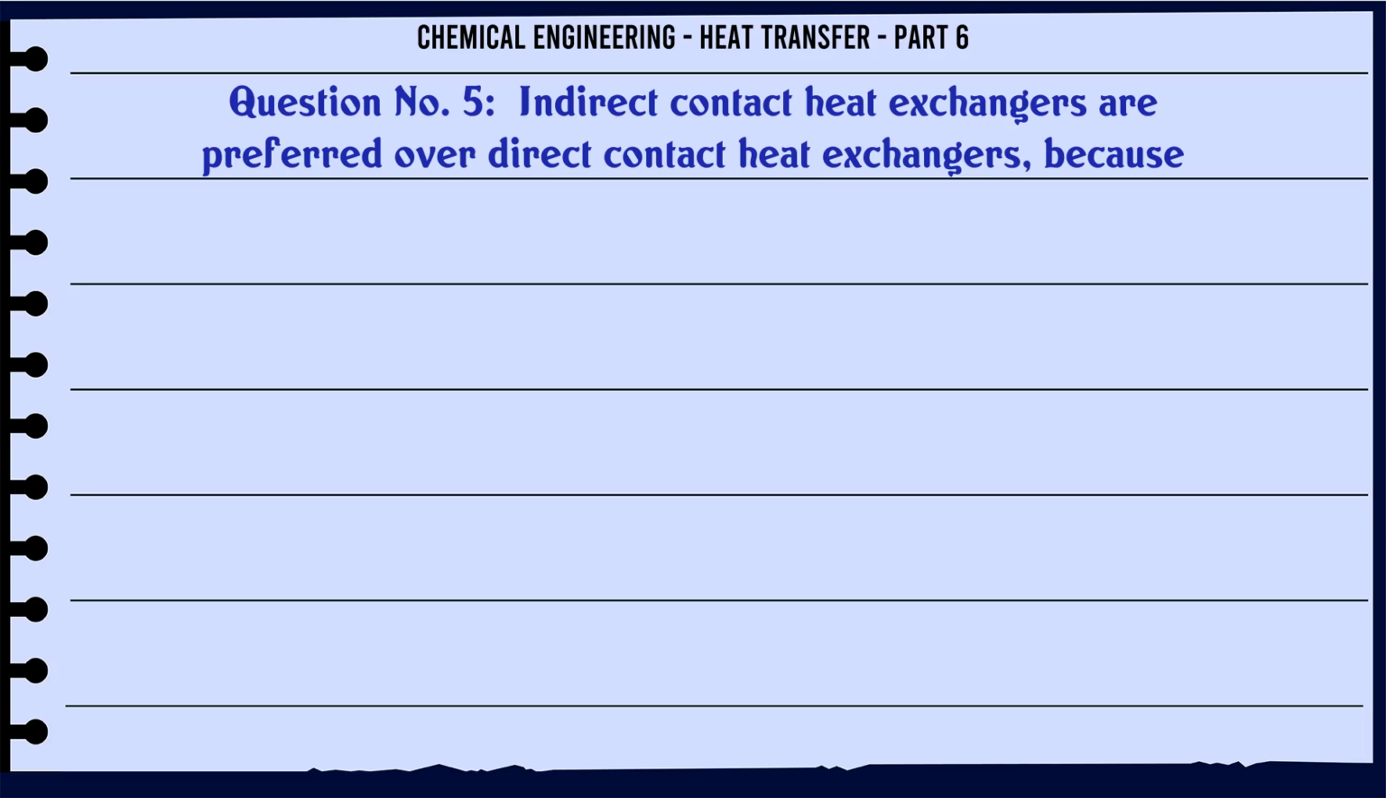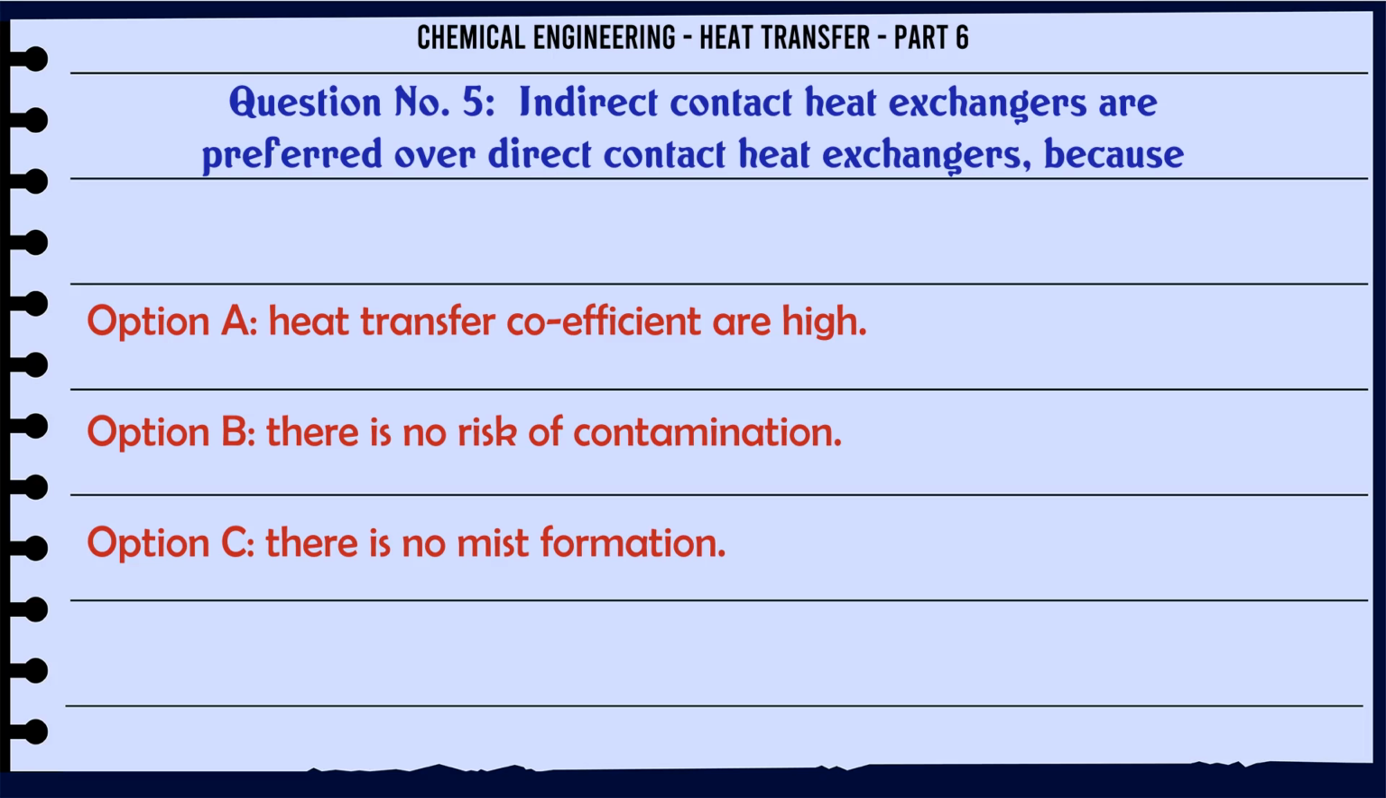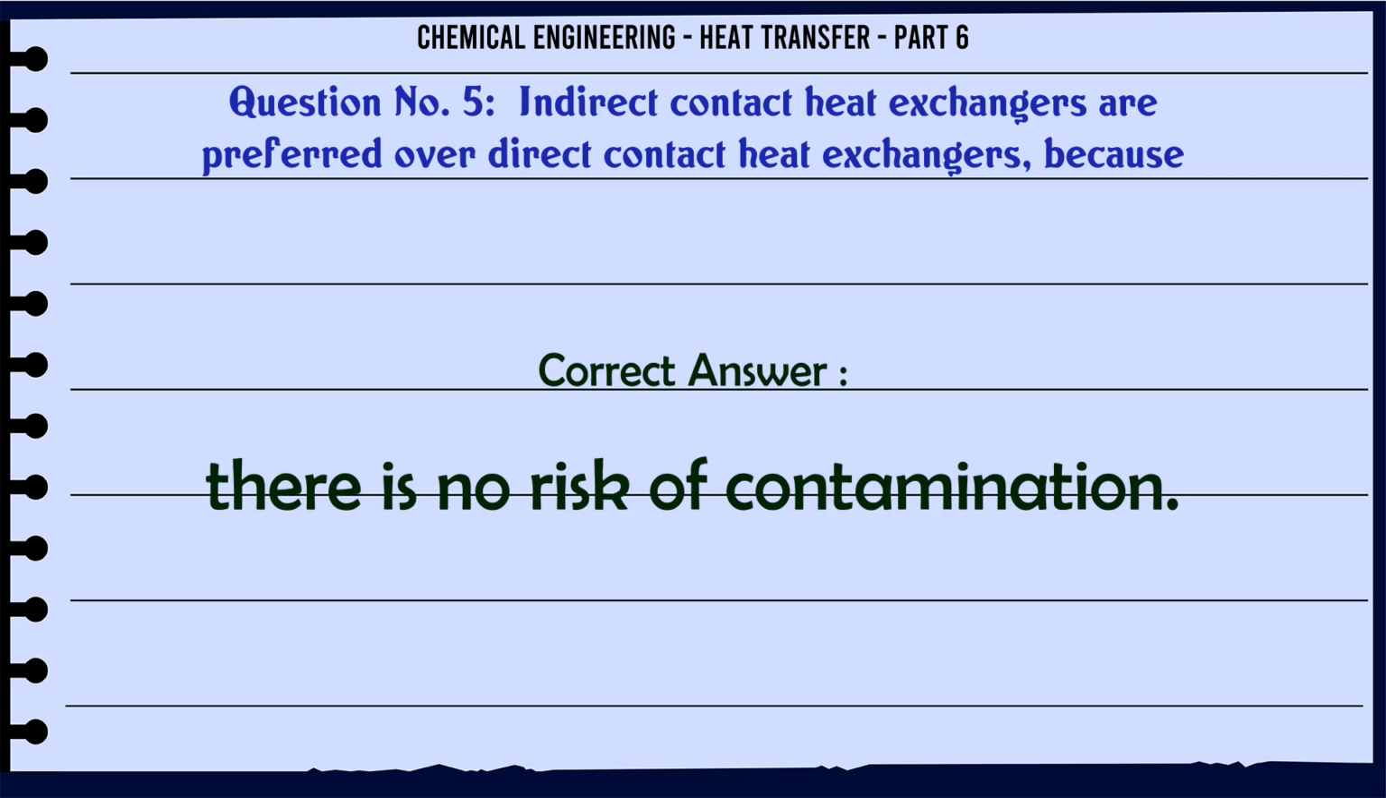Indirect contact heat exchangers are preferred over direct contact heat exchangers because A. Heat transfer coefficient are high. B. There is no risk of contamination. C. There is no mist formation. D. Cost of equipment is lower. The correct answer is there is no risk of contamination.